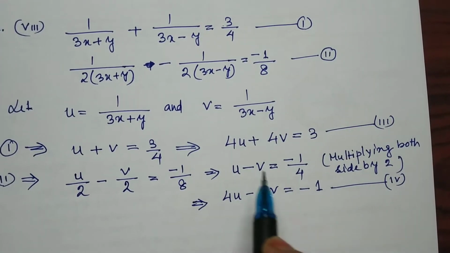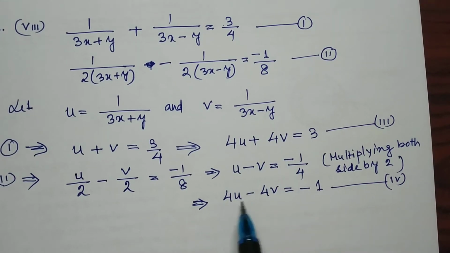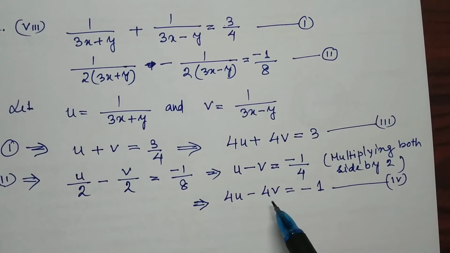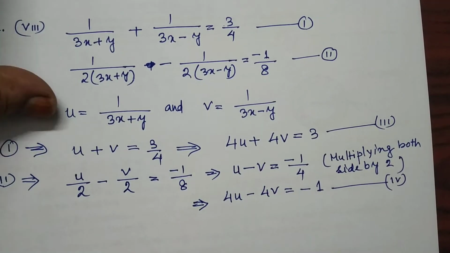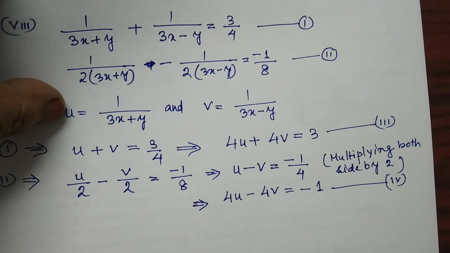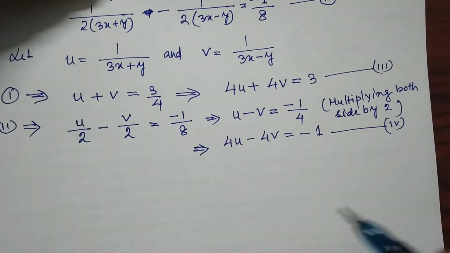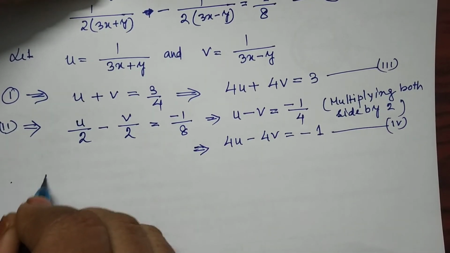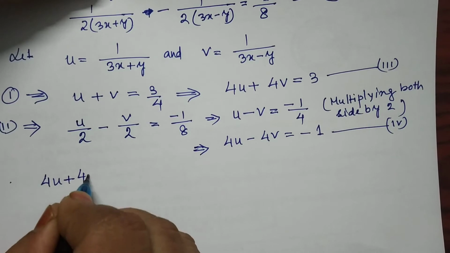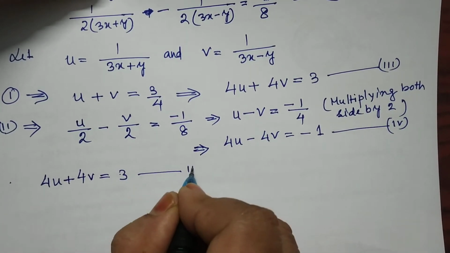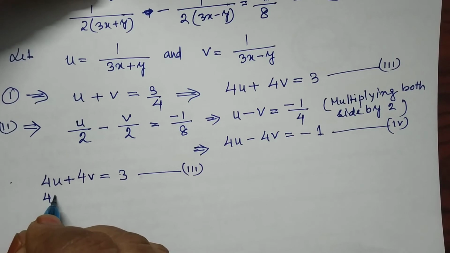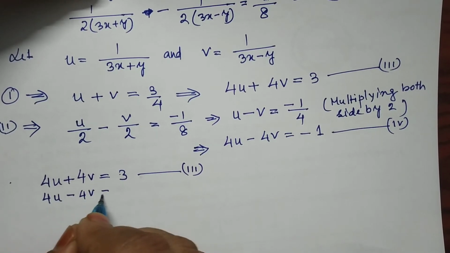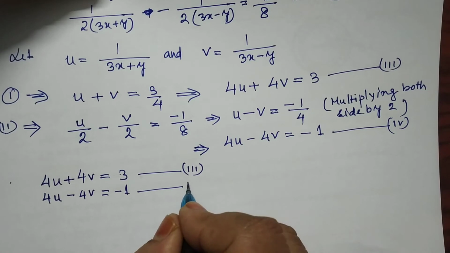Now we have 4u plus 4v equal to 3 and 4u minus 4v equal to minus 1. Here the coefficients of u and v are the same. That's why if we add, then v will be eliminated, and if we subtract, then u will be eliminated. We can easily find the value of u and v by the elimination process. Now here 4u plus 4v equal to 3, equation number 3, and 4u minus 4v equal to minus 1, equation number 4.